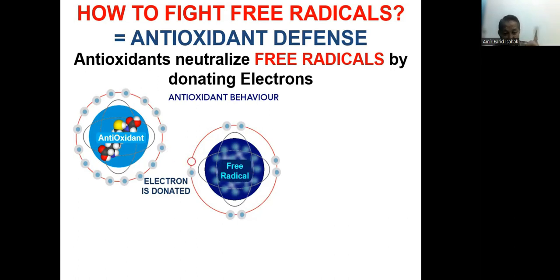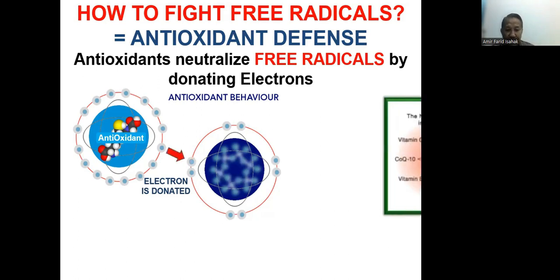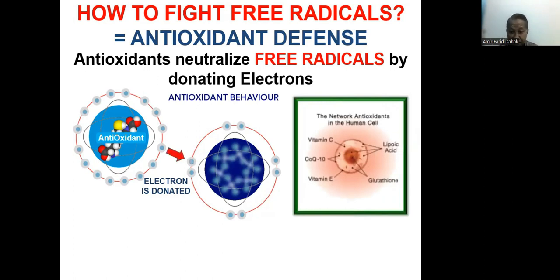But somebody at the top of this cascade will have nobody to rescue it. And that somebody is glutathione, because fortunately for us, our cells, our body has an enzyme system that can help rescue or recycle glutathione without the need for other antioxidants coming to rescue it. So that's why it is the master antioxidant.